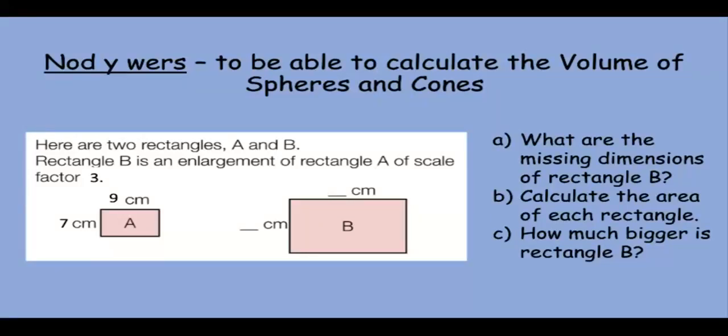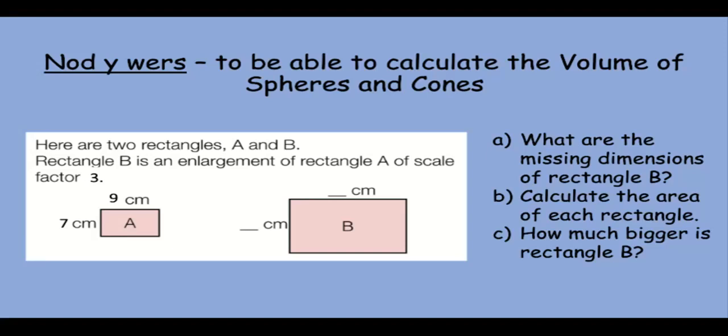Hello, so today's lesson we're going to look at the volume of spheres and cones. I'm going to start with a similar shapes question. So rectangles A and B are mathematically similar. So the linear scale factor is 3. So B is an enlargement of A by linear scale factor of 3.